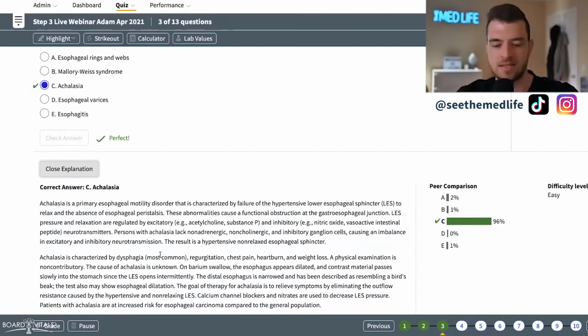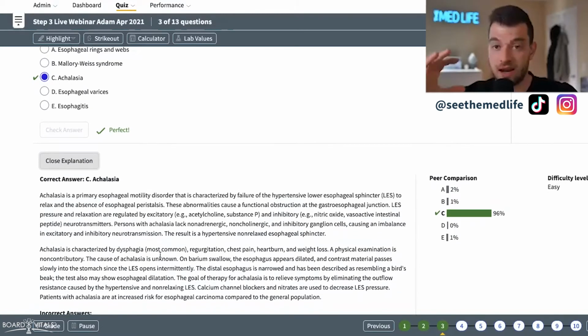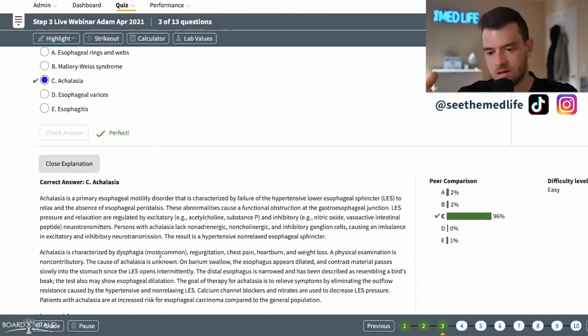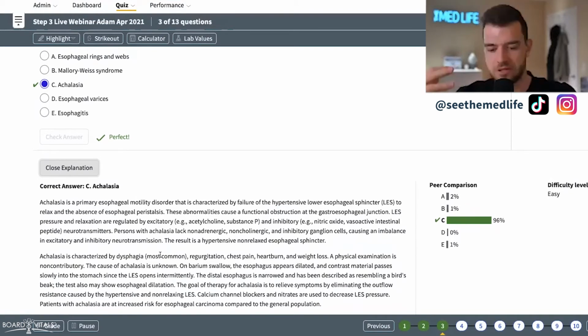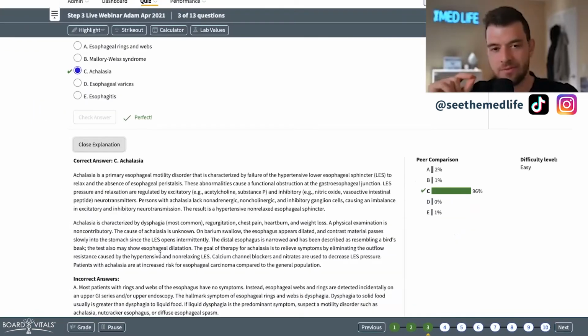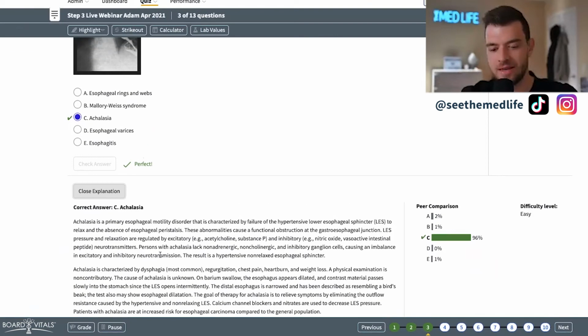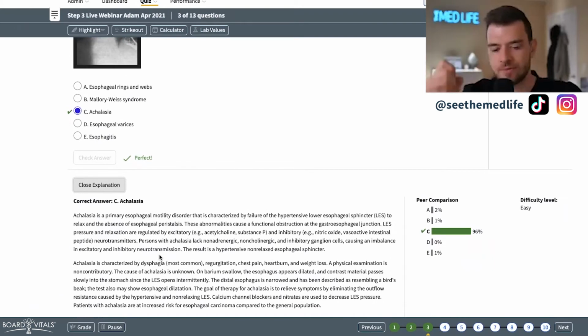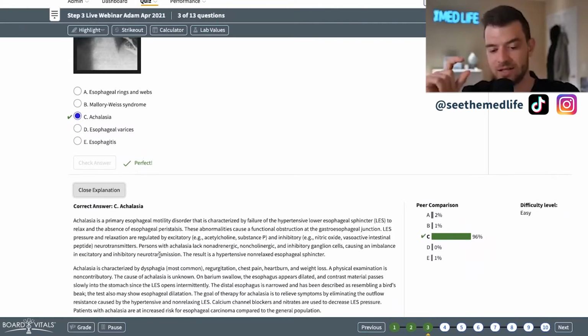And again, I don't like buzzwords, but that's very classical. The other thing that I could add on to that would be that he's regurgitating undigested food and has very foul-smelling breath. When you hear that, that's a yes, bingo, Zenker diverticulum. That's an outpouching between the pharynx and the esophagus that's going to store actual food, and it's really disgusting. It just sits there and rots, and it smells awful.